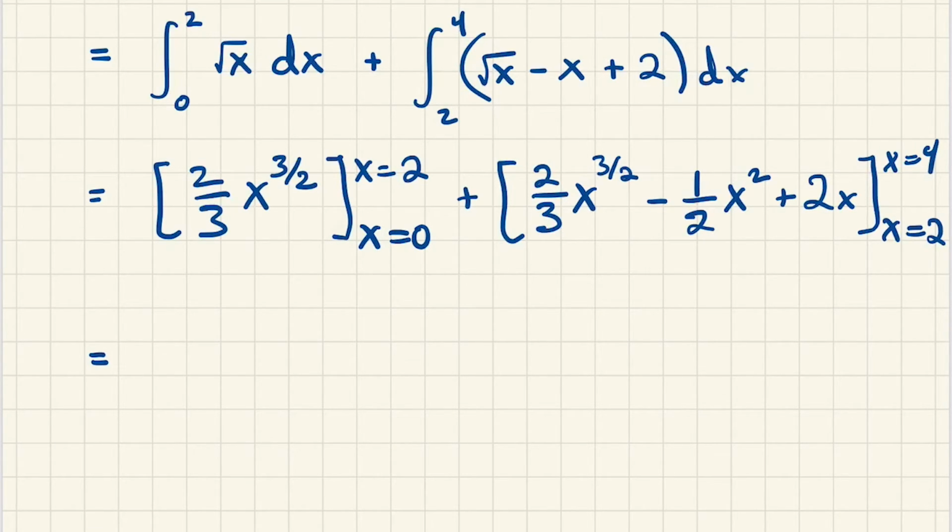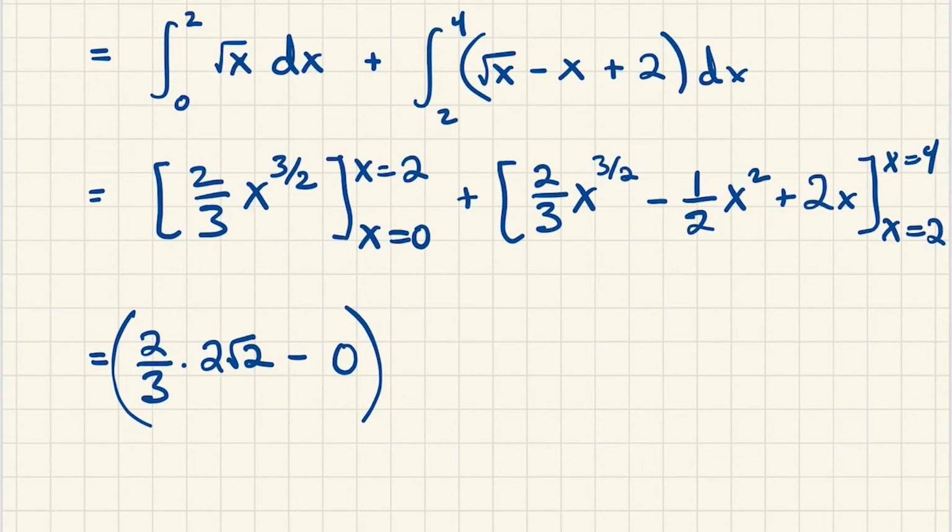So let's plug 2 in, and we have 2/3 times 2 to the 3/2. Let's write that as 2 rad 2. Minus, we'll plug 0 in, and I love plugging 0 into integrals like this, because that's just going to be 0. Plus, now we'll take this guy and plug 4 in. So we have 2/3 times 4 to the 3/2. That's the square root of 4, and then cubed, so that would be 8. Minus 1/2 of 4 squared. 4 squared is 16, so half of that is 8. Plus 2 times 4, which is 8.